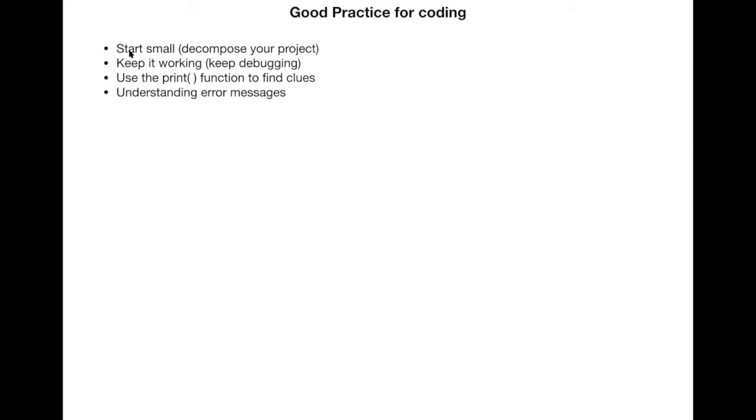When you're trying to do your own code, you should continue to decompose problems into smaller steps, right? Keeping it working means that every time you write a small piece of code, even 1 or 2 lines, you make sure it's working, which is also known as keep debugging. And also use the print function to find clues. Basically, when Python tells you something's wrong here, print it out. See whether the type is wrong, whether the value is wrong, whether the function name is wrong, etc.